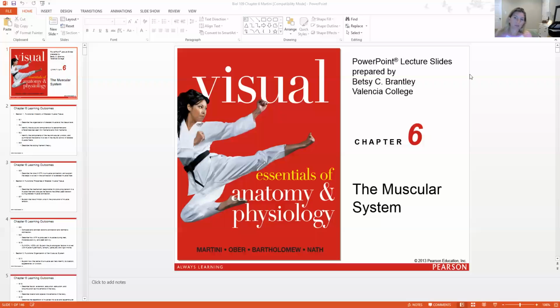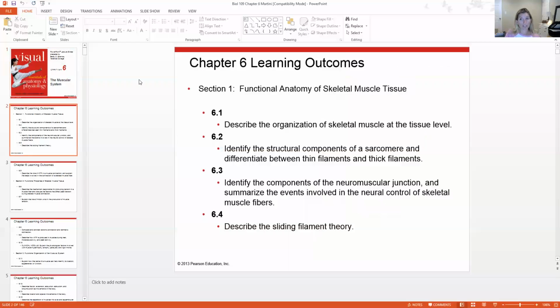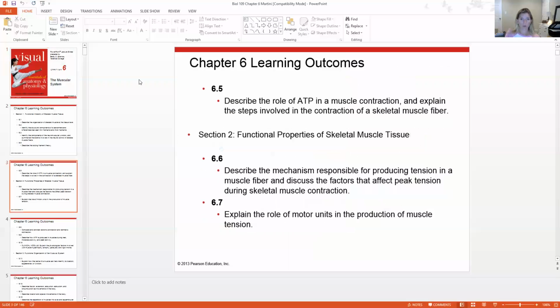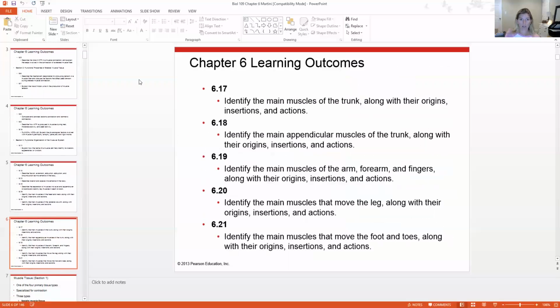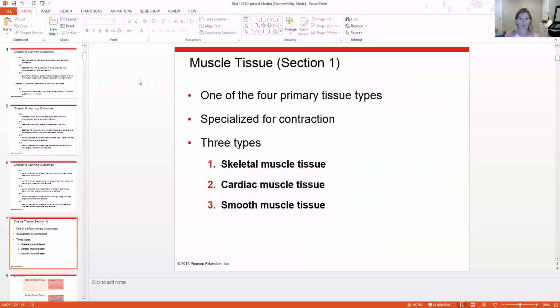Let me go to screen sharing mode here, and there we go. So this chapter is all about how our muscles work, and it's a pretty thick chapter when it comes to content. So hopefully you'll have lots of time to listen to me over and over again talk about muscle tissue.